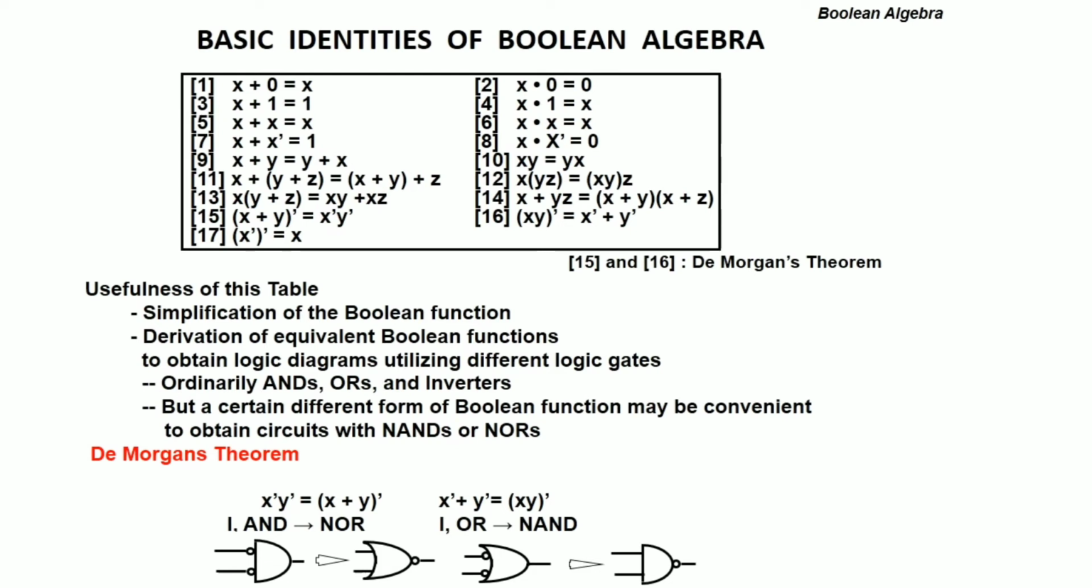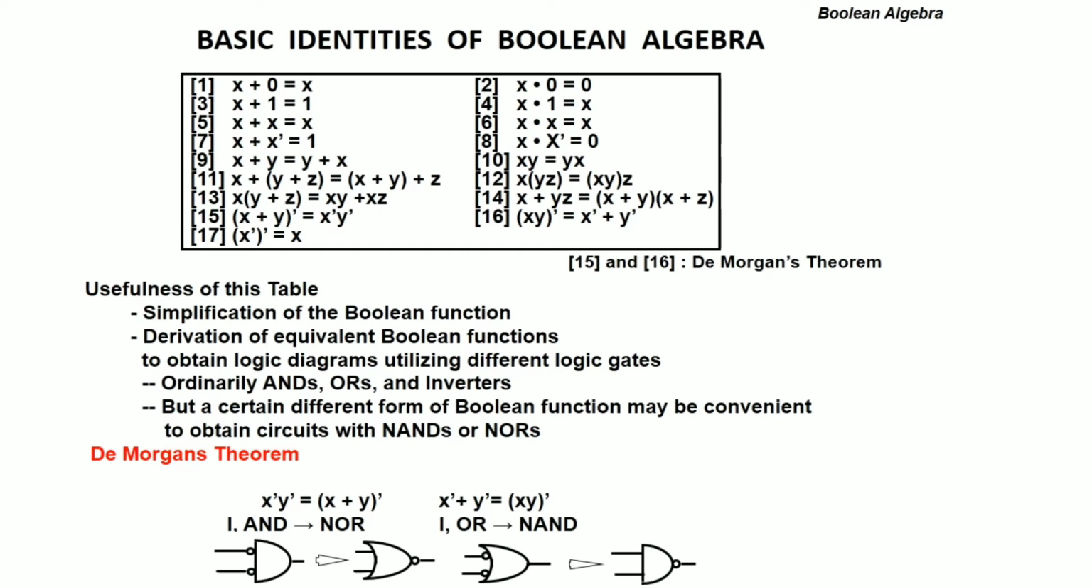Here is the usefulness of this table, and why we are using Boolean algebra. It is used to simplify Boolean functions. Also, we can minimize any term or given equation in digital electronics. Here we'll see again what De Morgan's theorem is.